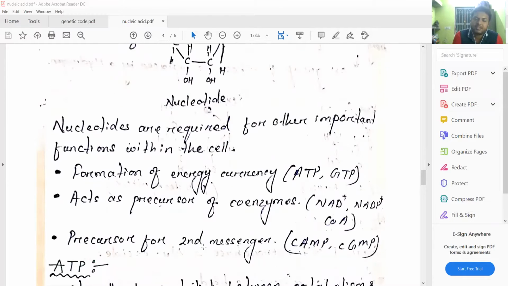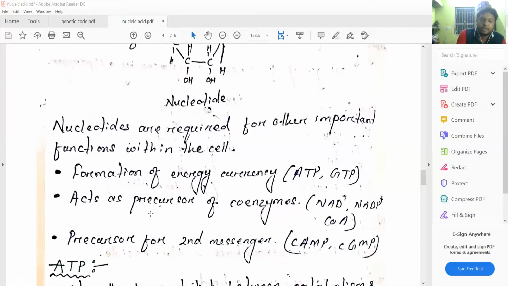So the next function is the precursor for the second messenger concept. In our cell, the second messenger is there, the cAMP. c stands for cyclic AMP and cGMP stands for cyclic GMP. While it is secondarily produced, by the stimulus of one particular stimulus, it is produced, hence it is called cyclic AMP, or the second messenger. So the concept is called the second messenger concept. We will discuss the second messenger concept in a separate class.